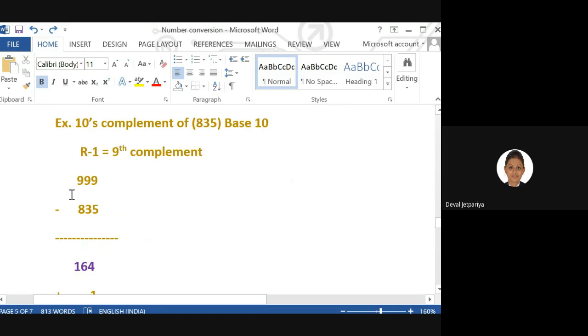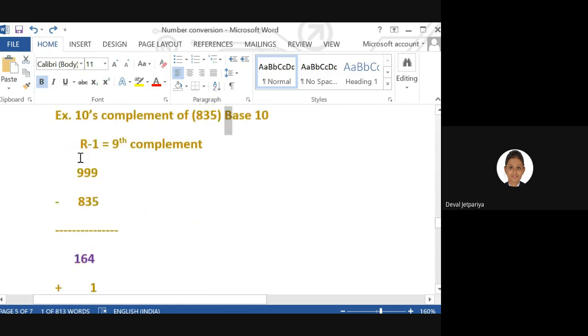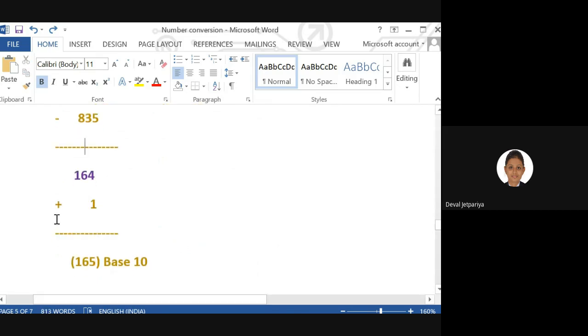How can we find out? Subtract the value from 999, right? So 835 we are subtracting from 999 and we are getting 164. And on that we are adding plus 1 just to convert it into r's complement. So 164 plus 1 will give us 165, and that is nothing but your r's complement.